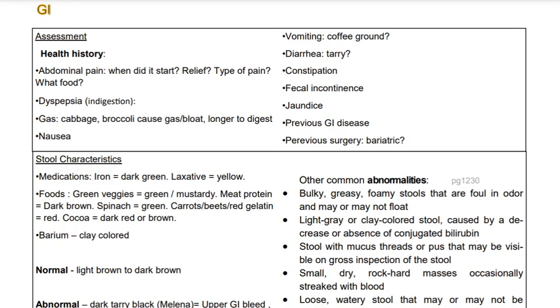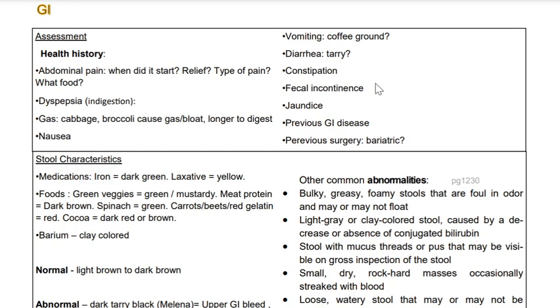Now, one thing that's really important to note here is if you are having coffee ground emesis, where you're vomiting and it looks like dark coffee grounds, then that would be an upper GI bleed, okay, stomach up. If we have black tarry stools, then we are looking for a lower GI bleed, or excuse me, an upper GI bleed there. But if we have bright red blood, then we are going to have a lower GI bleed. So the type of blood, what it looks like, is a really important thing.